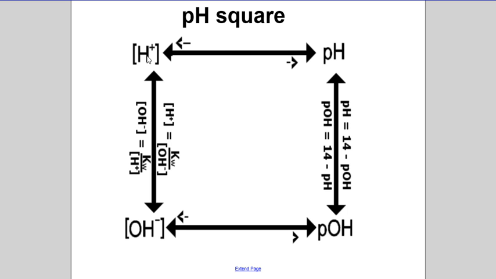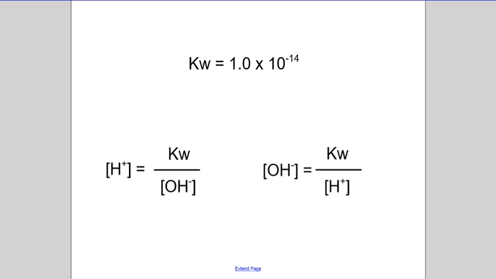So you know how to go from H plus to pH, you know how to go to OH and pOH, and between pH and pOH. This one right here is a little bit more complicated. So you see this KW factor right here. On the next slide, I'll show you what that looks like a little bit. So KW is equal to this value, 1 times 10 to the negative 14.